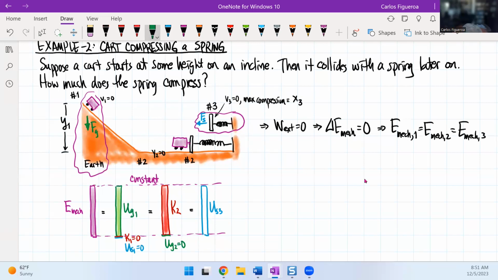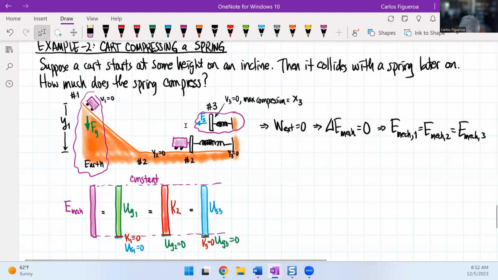So when I look at this, you can see that the gravitational potential at 3 is 0. Why? Because the height is 0. And also, there is no kinetic energy at 3 because it has stopped moving. So when I look at this whole process, this is how energy keeps changing as it goes along.